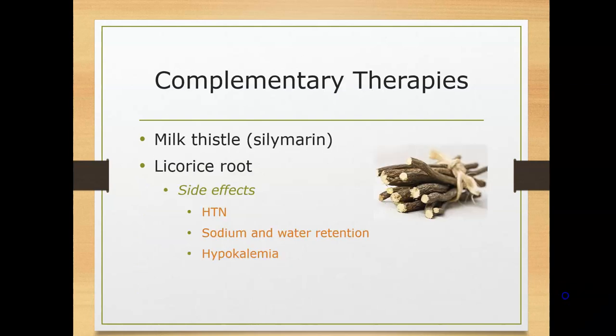There are some complementary therapies that might be used. Milk thistle has been shown in several studies that it can protect the liver from toxins. Licorice root can also alleviate liver toxicity. It's anti-cancer and anti-inflammatory. However, the complementary therapies are not without their side effects. So it's important if a client is using complementary therapies to be aware that there are side effects to that.